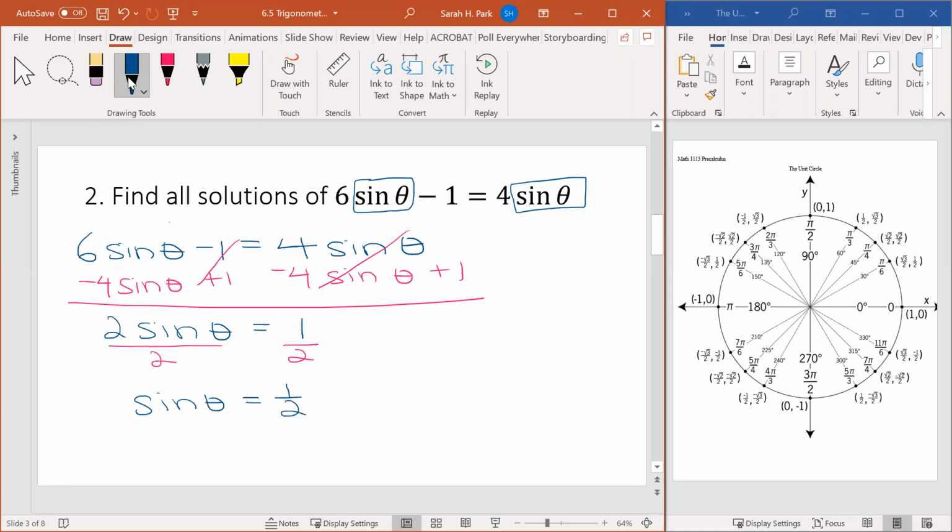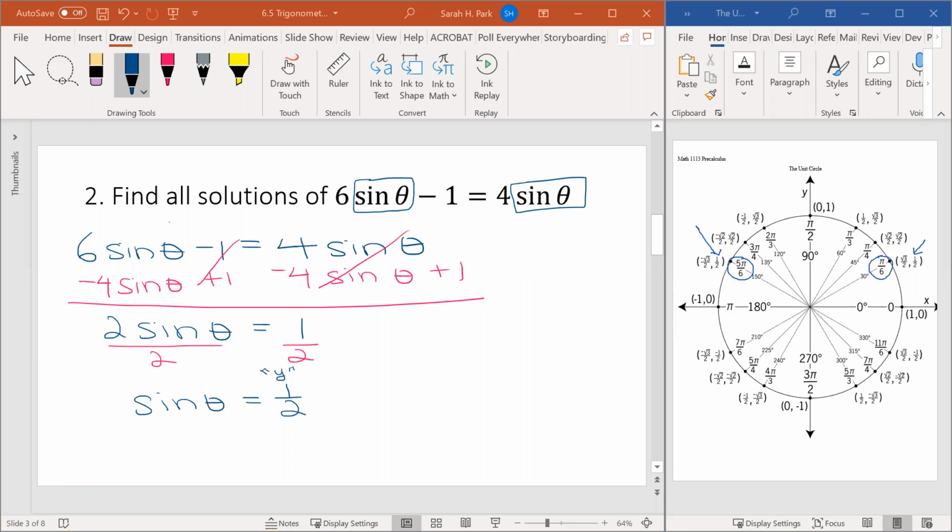So if this were just x, right, we would be done. But because this is a trig function, we have to do one more step, which is to use the unit circle to find where the y coordinate is. Remember, sine is the y coordinate. Where is the y coordinate equal to 1/2? So using the unit circle, the y coordinate is equal to 1/2 at pi over 6 radians, and also at 5 pi over 6.